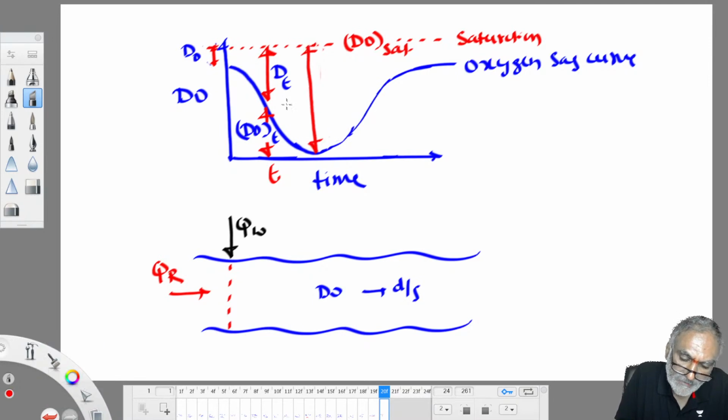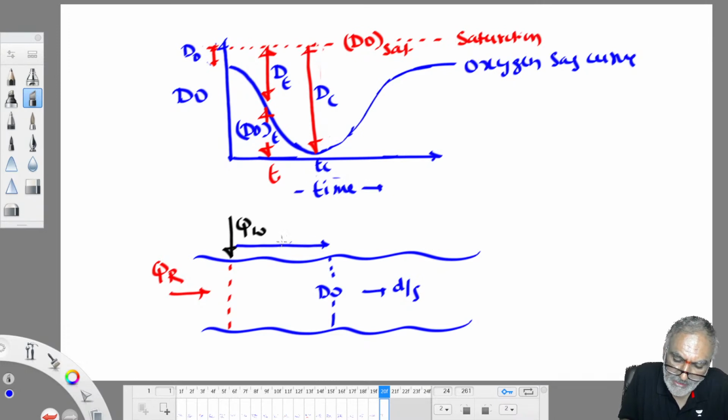This is the critical deficit. Once the river crosses that critical deficit point, it is on the path of recovery. Up to this critical deficit, where does it occur? At critical time Tc. This is the time plot only. Till it crosses the critical time, this portion of the river is heavily polluted.